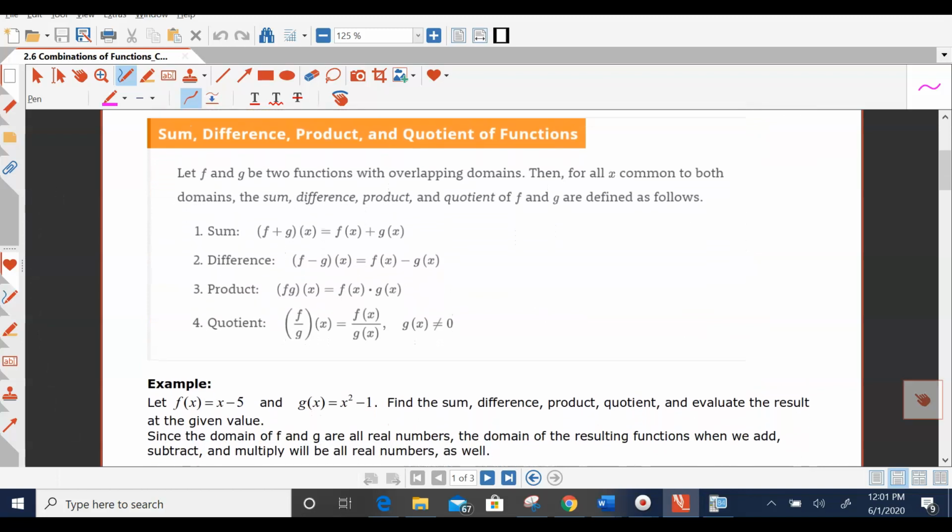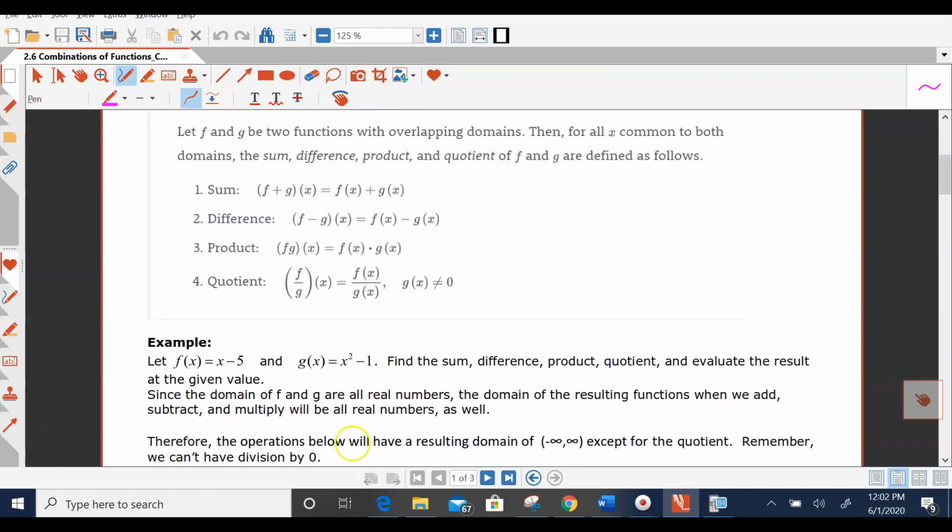Suppose we're working with two functions, f and g, whatever they happen to be, and they have overlapping domains. Then for all of the x's that are common to both domains, the sum, difference, product, and quotient are defined as follows. If you're asked to find the sum of two functions, the notation will look like this. All this notation tells you to do is to take the f function and add it to the g function. So when you see this, you're going to do f of x plus g of x.